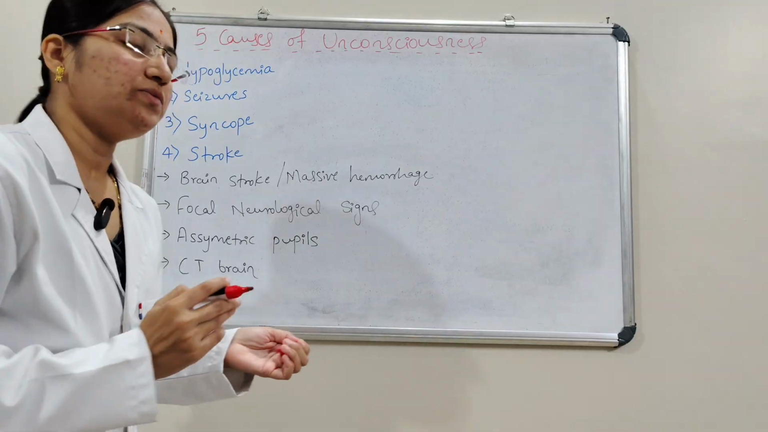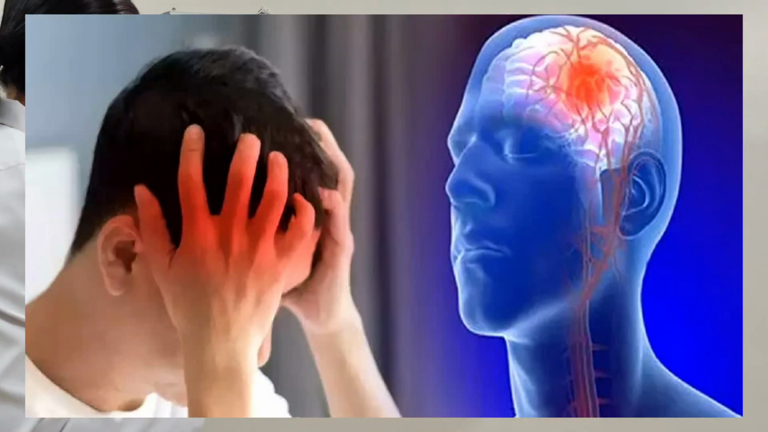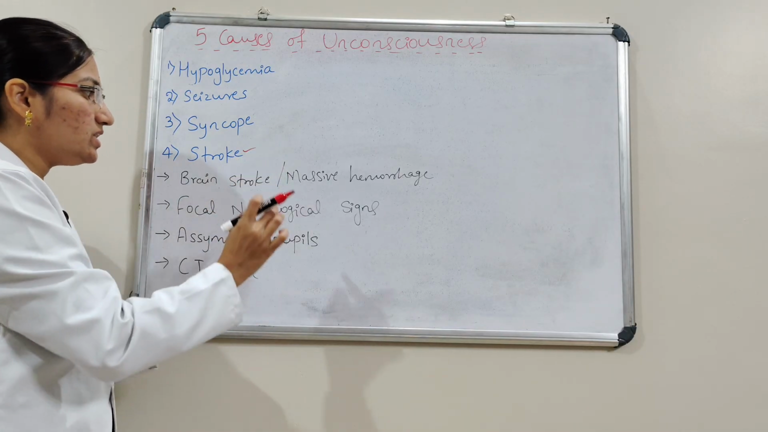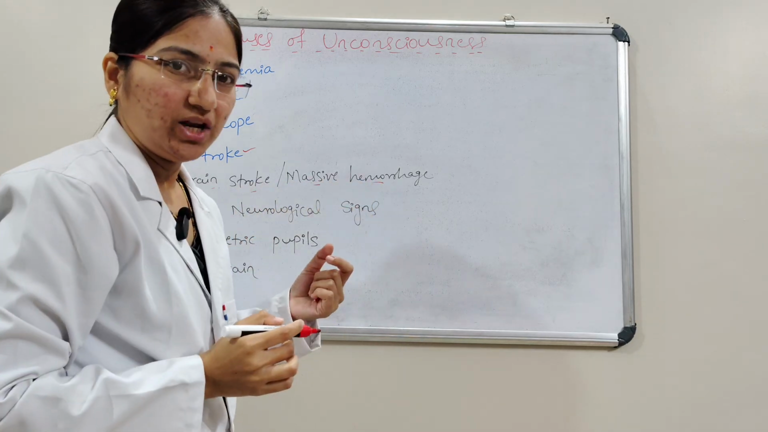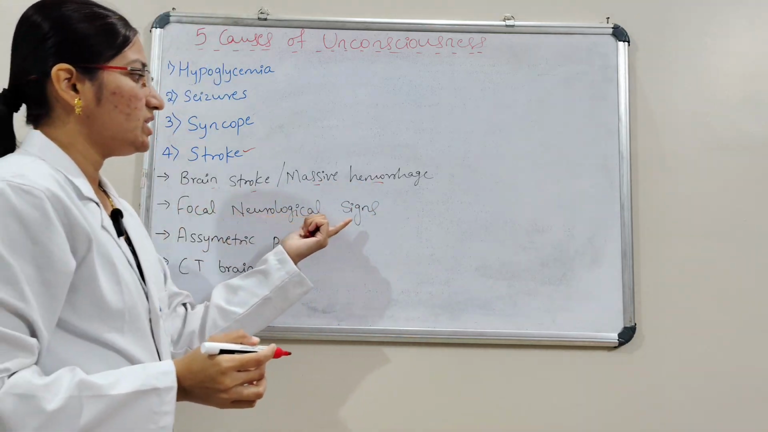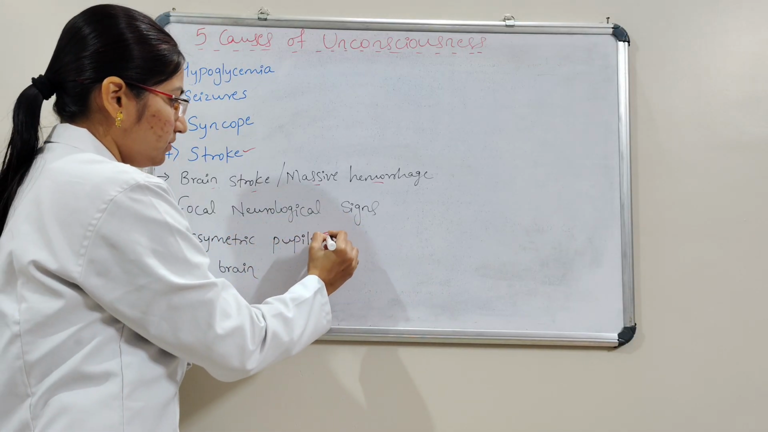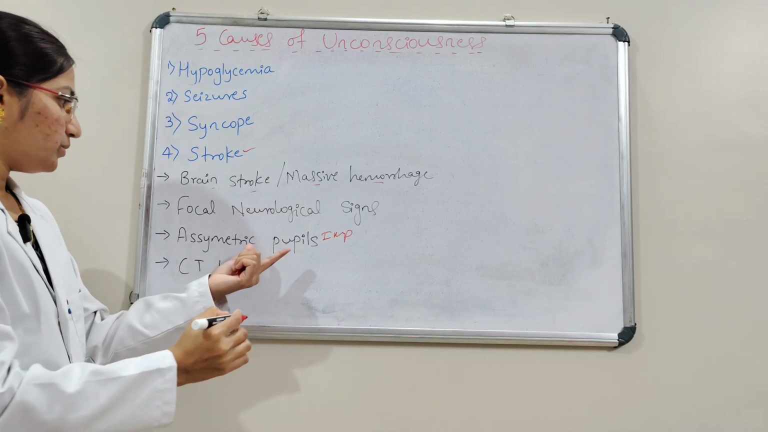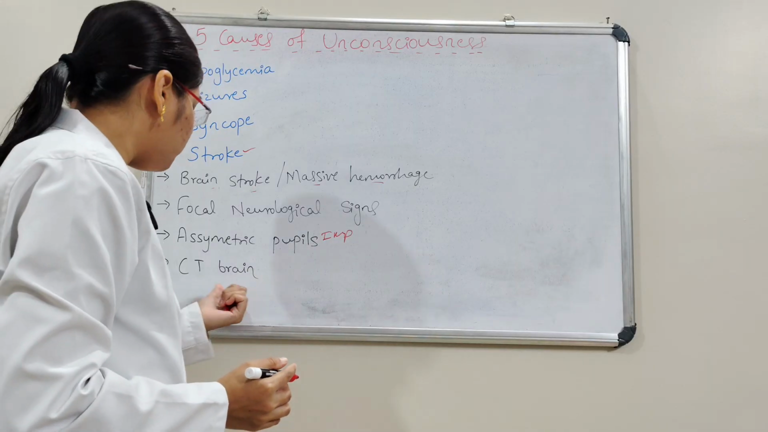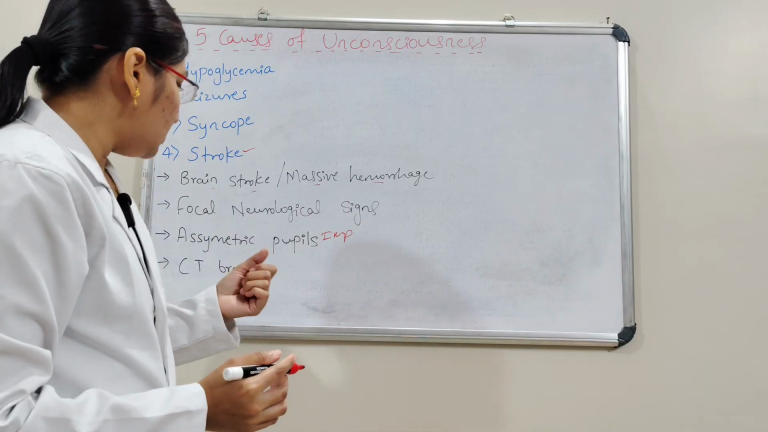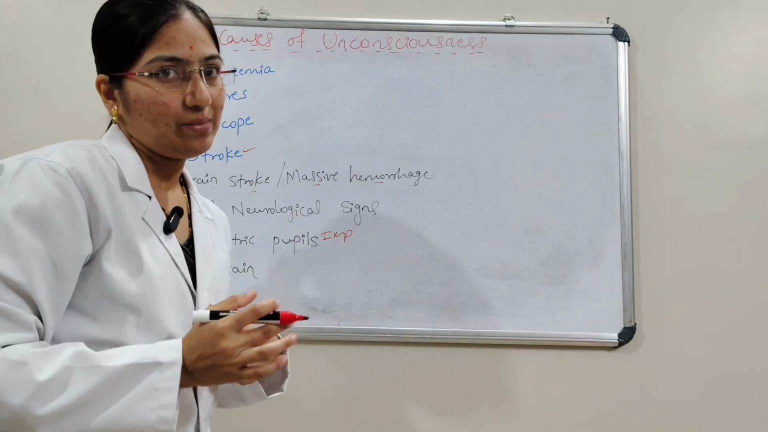Next we'll see the fourth cause of unconsciousness, that is stroke. Here in general we can see focal neurological signs. In certain brain strokes, there is massive hemorrhage, and focal neurological signs we can see. It's an important sign, that is asymmetric pupils. And also the investigation is CT scan of brain. Here CT scan of brain distinguishes whether the stroke is hemorrhagic or non-hemorrhagic.